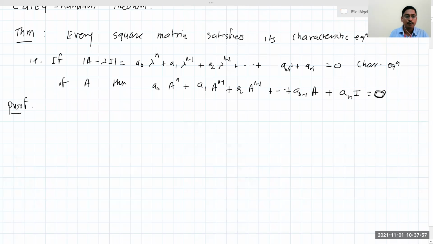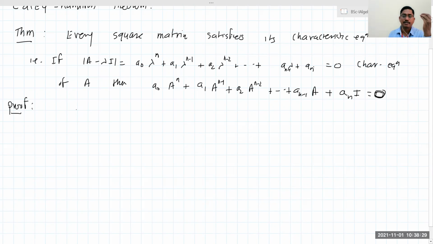Here the proof involves cofactors, minors, all those things, and the adjoint of the matrix. You know how to calculate the adjoint of a matrix. If A is a square matrix, what is the adjoint? It is just the transpose of the cofactor matrix. What is the cofactor of a matrix? Minus 1 to the power i plus j is multiplied to each entry of the minor of the matrix. And minor of a matrix means what? The minor of each element is calculated.